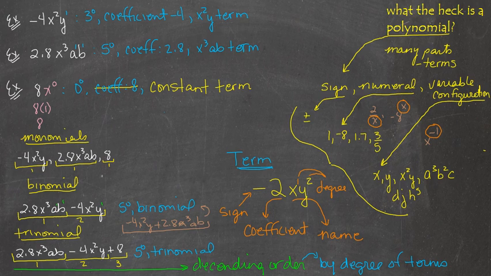So now you know what a polynomial is. It's one number that has a bunch of parts in it. Doesn't matter how many parts. It could have 79 terms in it. That would just be a whatever degree 79-term polynomial.